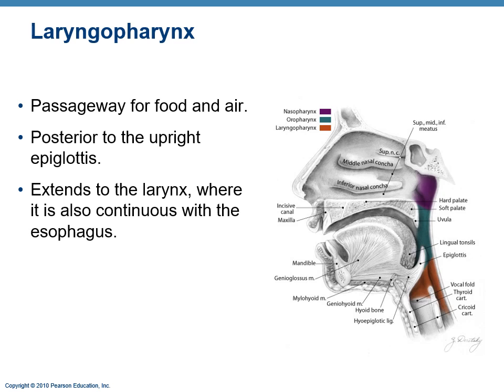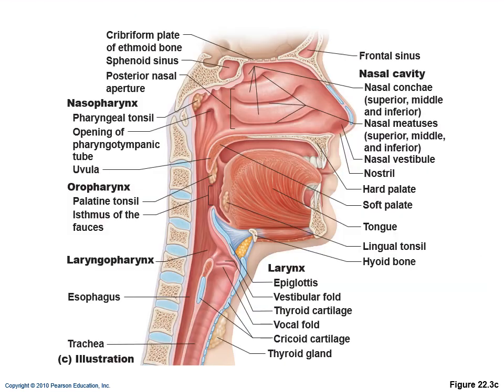The lower part, or the most inferior part of the pharynx, is the laryngopharynx, and this is a passageway for both food and air. It's posterior to the upright epiglottis, and it extends to the larynx, where it's also continuous with the esophagus. So we've gone from, in the purple, the nasopharynx, in sort of that teal green, the oropharynx, and then in this orangey color, the laryngopharynx.